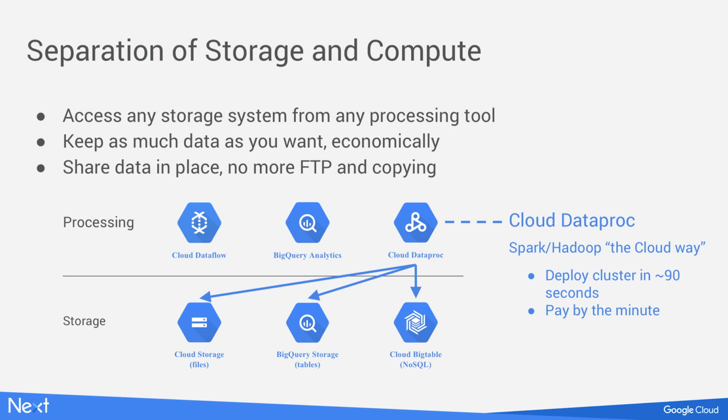On the top line, we have the processing. So we just looked at Dataflow. BigQuery analytics, so this is basically the part of BigQuery where you're actually writing queries and processing your data. And Dataproc. I don't have time to speak about Dataproc today, but Dataproc is basically our Spark and Hadoop, the Google Cloud way. You can spin up a cluster in under 90 seconds. You can start thinking of MapReduce and Spark jobs and Hive jobs or Pig scripts in terms of a job as opposed to a cluster.